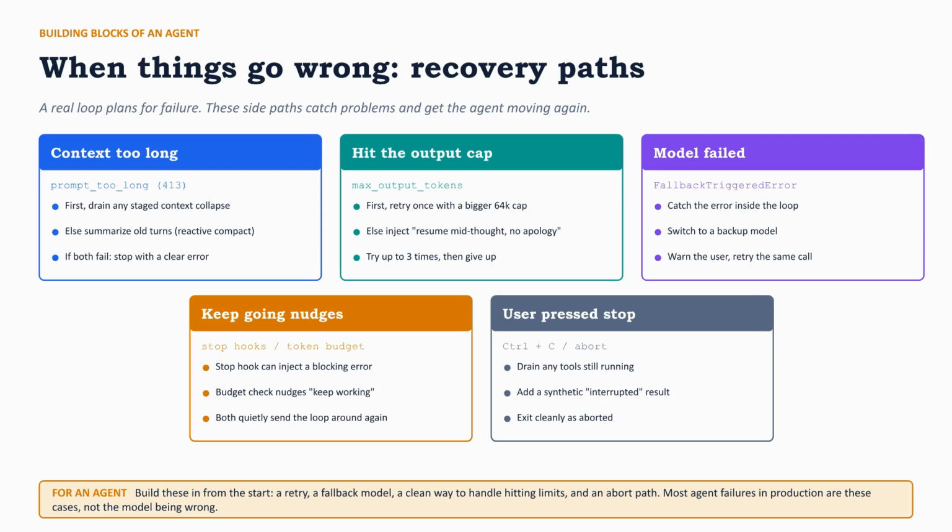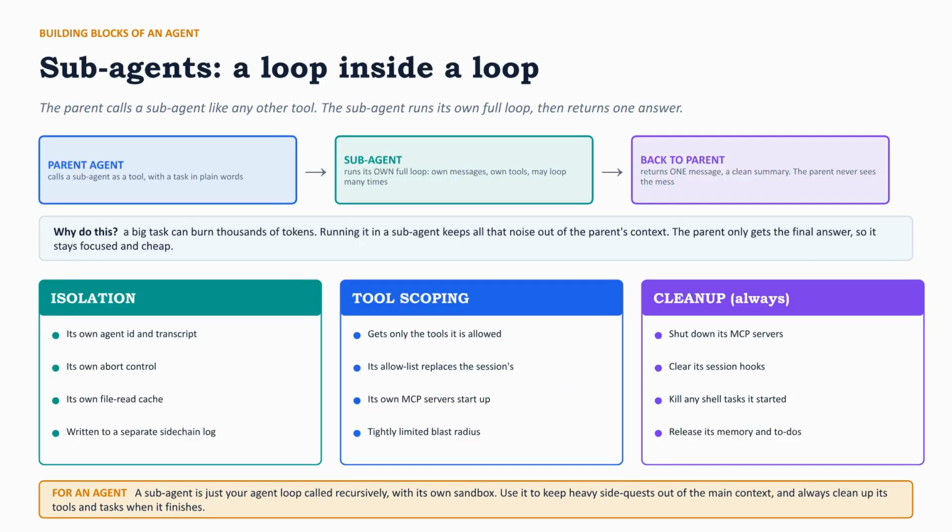Subagents, a loop inside a loop. A parent agent can call a subagent exactly like any other tool, handing it a task in plain words. The subagent runs its own full loop with its own messages and tools, then returns just one clean summary so the parent never sees the mess.